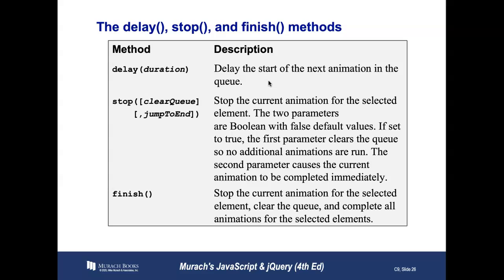The stop method stops the current animation for whatever element is working. It has a couple of parameters which are true or false. False is the default. When you set it to true, the first parameter will clear the queue so no other animations are run. And the second parameter causes the current animation to be completed immediately. We really need to see these things in action. I think we do have examples for them, which is wonderful.